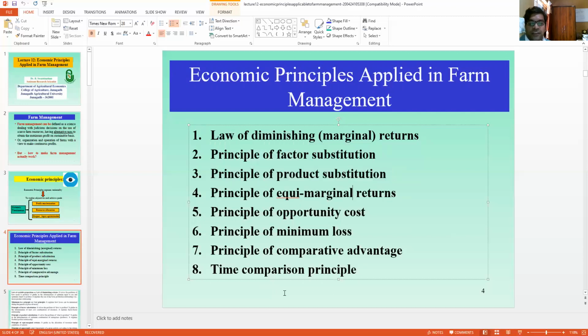Beyond that, the other principles are the principle of equi-marginal returns, the principle of opportunity cost, the principle of minimum loss, and the principle of comparative advantage. So beyond all these seven economic principles, we should also see the time comparison principle, the importance of time. Okay, the time comparison principle.